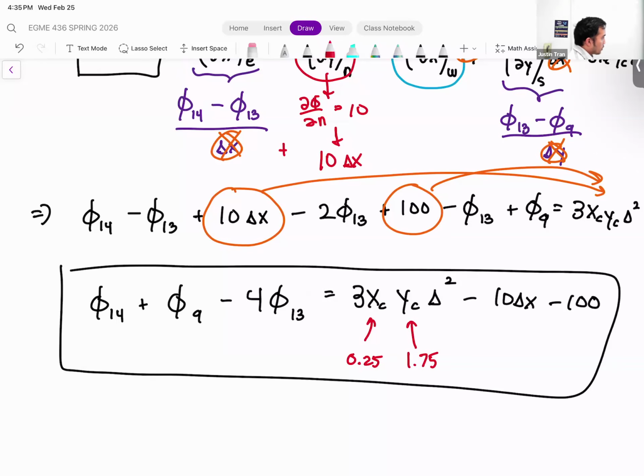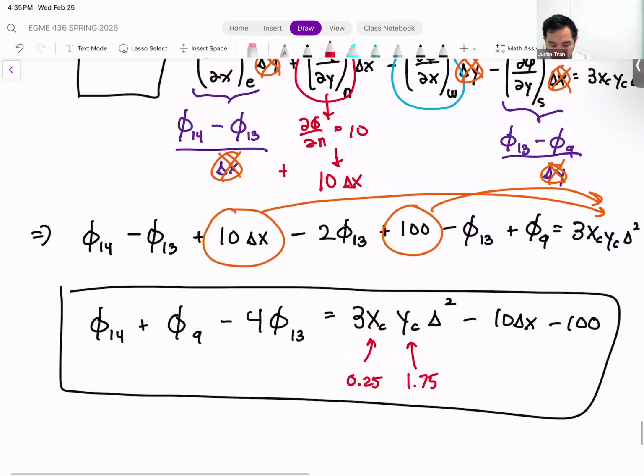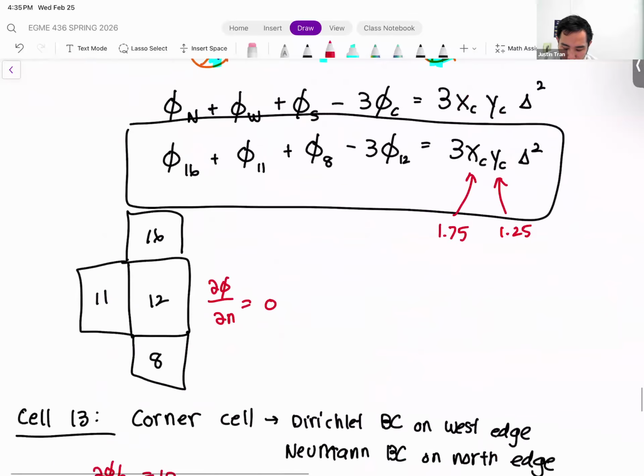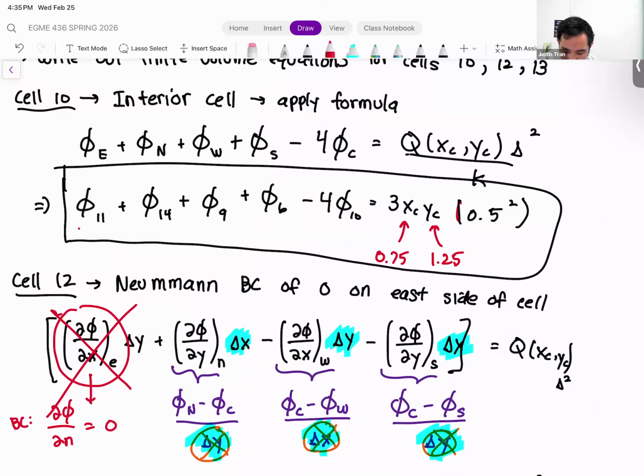So one thing you should definitely do is this whole process for every cell that has a boundary condition, because the signs of things will change. But one thing you should notice is that for every boundary condition that we have, our stencil on the left-hand side gets reduced by one neighbor. If you look at this, we only have two neighboring cells here, phi 14 and phi 9, which is two less than our interior cells. For the interior cell, we have 4 neighbor contributions.